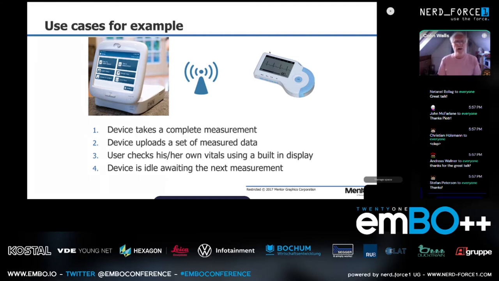I think if a patient has a device like this, they will probably be very keen to be able to press this button and make sure they're still alive, make sure that their vital signs are sensible, in other words. And it would be pretty unreasonable not to make that facility available. Then lastly, the fourth use case is the device is simply idle and it's waiting for the next measurement to take place. So those are the four use cases.